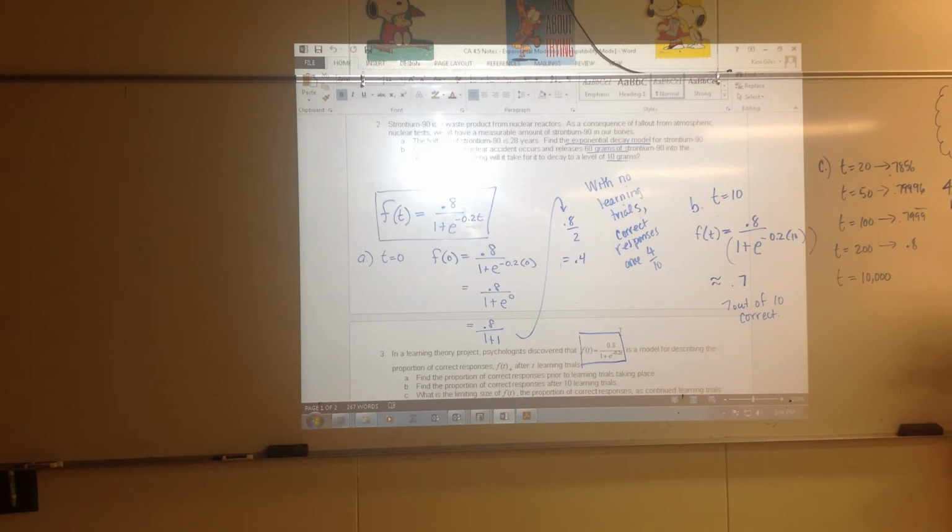10,000? I got some weird number. Did you get it, Caitlin? If you tried 10,000? Okay, try it. Here's how you have to type it in. You're going to have to type in 0.8 divided by all of 1 plus e raised to the power of negative 0.2 times 10,000. And it's going to open a parentheses that you need to close. You should have gotten 0.8 again.